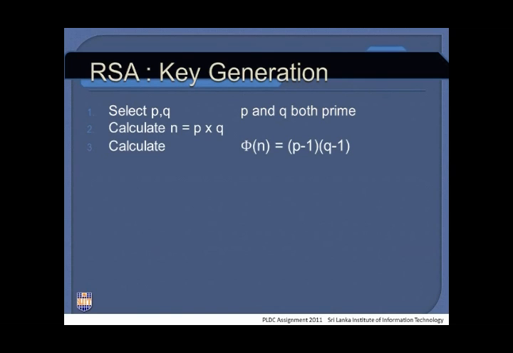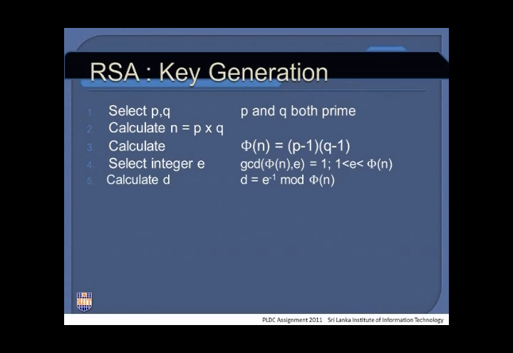Phi(n) has a significance. It is also called Euler's totient. It represents the number of positive integers less than n and relatively prime to n. Then we select the integer e, where e is relatively prime to phi(n), which means the GCD of phi(n) and e equals 1, and e should be a number between 1 and phi(n). As the fifth step, we need to find d, where d is the inverse of e modulo phi(n). Then we can define the public key as a combination of e and n, and the private key as a combination of d and n.